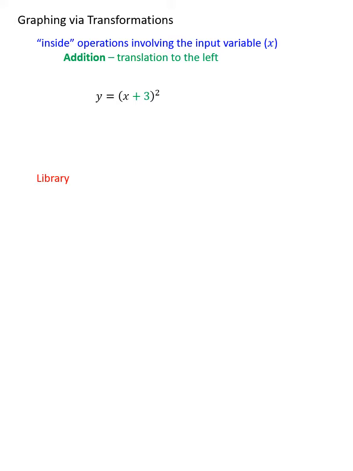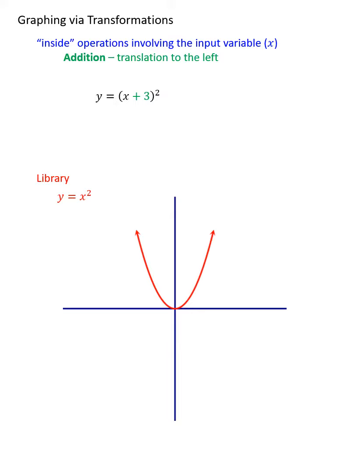So if I were to graph this thing without a calculator, I would go to my library, recall what the graph of the squaring function looks like, and then simply ask the question, what does the plus 3 do to that function? Well, it turns out, rule number 1, whenever you add a number to the input variable, you shift the graph or transform the graph that many spaces to the left.